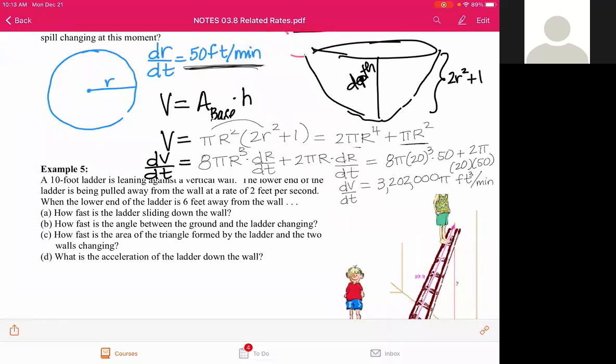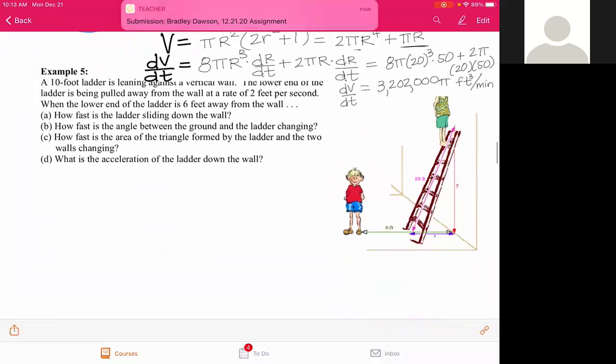All right, example 5. A 10-foot ladder is leaning against a vertical wall. The lower end of the ladder is being pulled away from the wall at a rate of 2 feet per second. When the lower end of the ladder is 6 feet away from the wall, A, how fast is the ladder sliding down the wall?